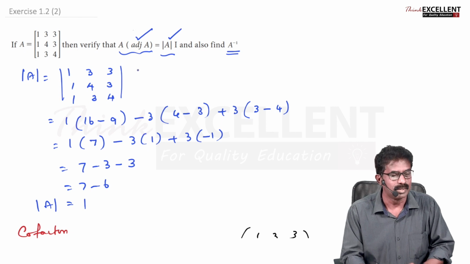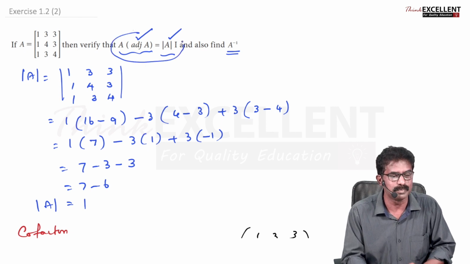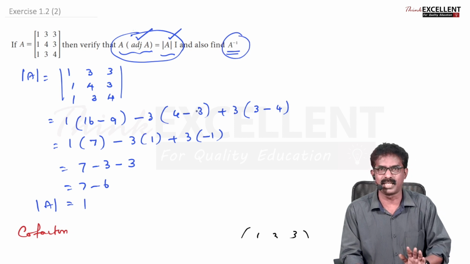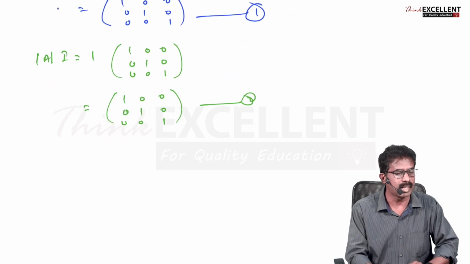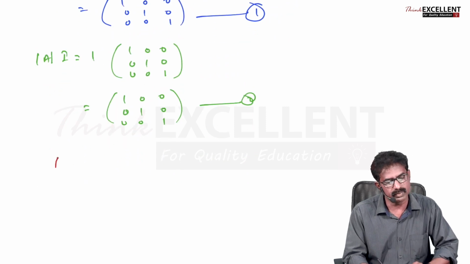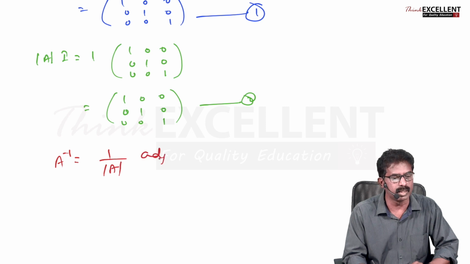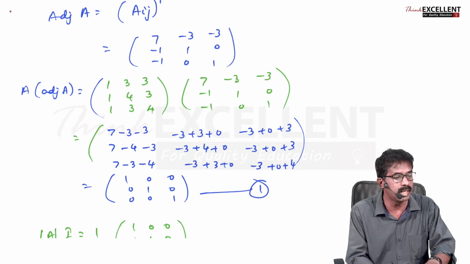Not yet, right? So only this part is over. Now you have to find what? A inverse, but everything is already there, you just have to copy it. So they asked to find A inverse, right? So write the formula. What's the formula? 1 by determinant A into adjoint A. Determinant A is what? 1 only, into adjoint A.